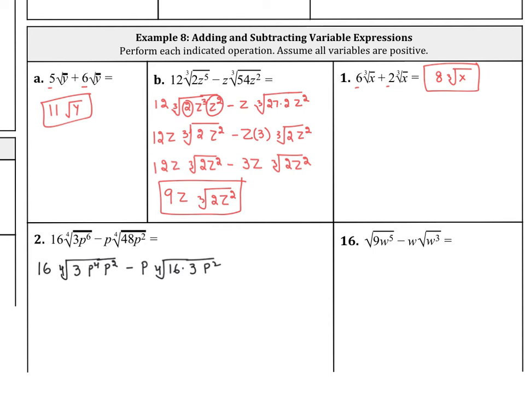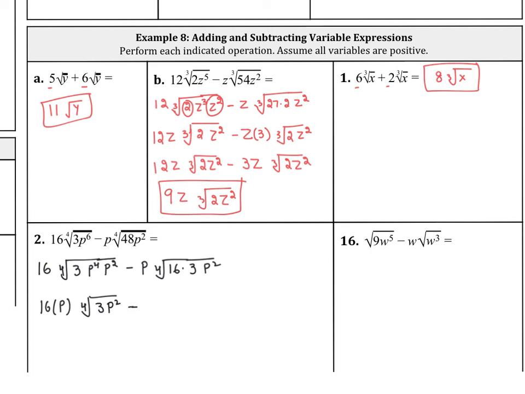Now for the first term, the 4 and the 1 over 4 cancel each other. The p comes out. So that's going to be p. Inside you're left with 3 and p squared. So it's going to be 3p squared.